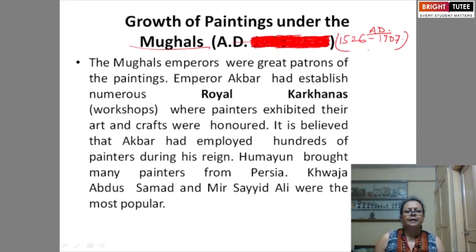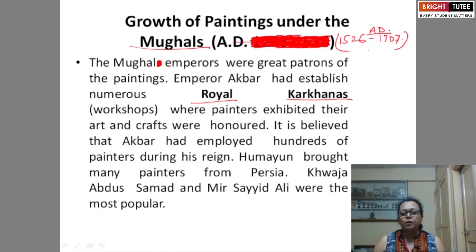Growth of paintings under the Mughals, AD 1526 to 1707. The Mughal emperors were great patrons of the paintings. Emperor Akbar had established numerous royal karkhanas, royal workshops, where painters exhibited their art and crafts. They were honored. It is believed that Akbar had employed hundreds of painters during his reign.